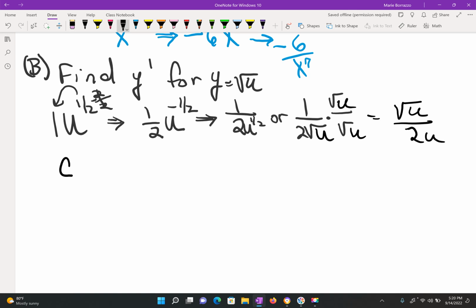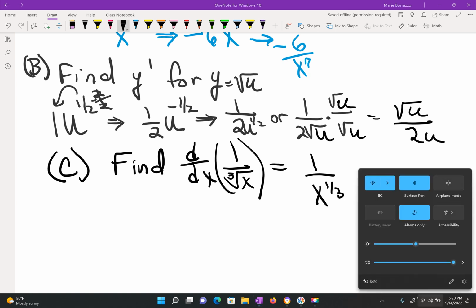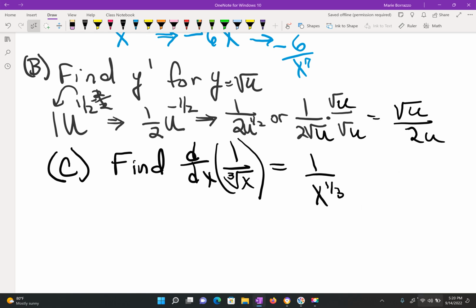All right, part C. In part C, it's the same process that we continued to practice. In this case, they're asking us to find d over dx given 1 over cube root of x. Which we can re-express obviously as 1 over x to the 1/3. And what would be the next step that we should take? We're going to bring this up as a negative, right? So this is really x to the negative 1/3.